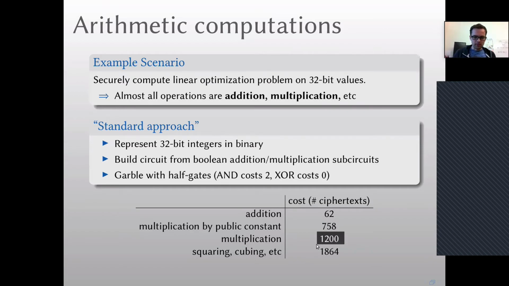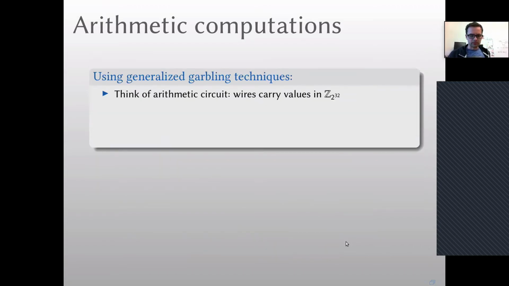I had a student find a good multiplication circuit for multiplying 32-bit values, and apparently it had 600 AND gates. So the cost to garble it was 1,200 ciphertexts. This is our benchmark, and I want to do better than this benchmark using these tricks.